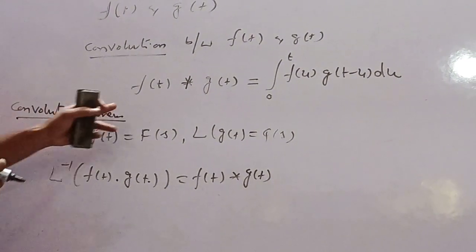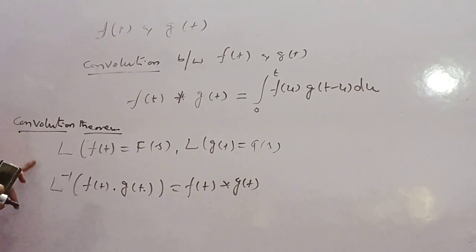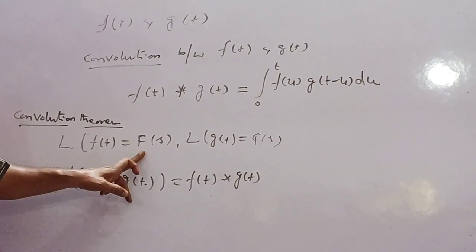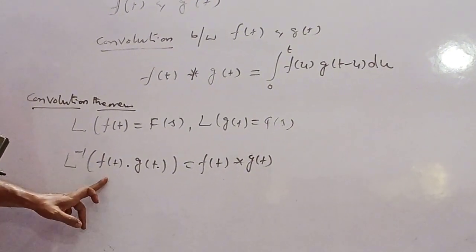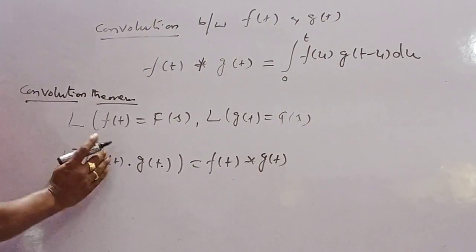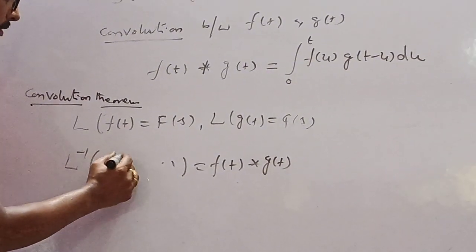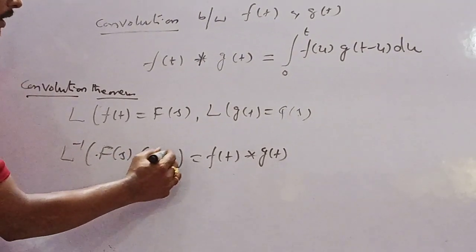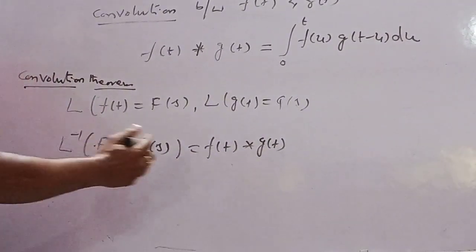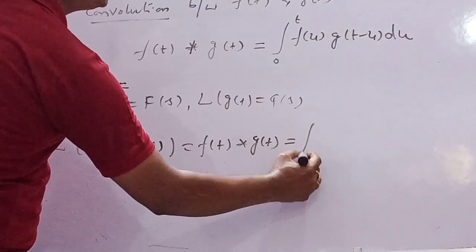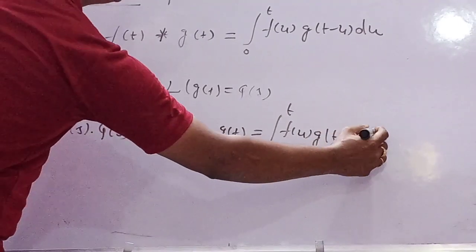Using the convolution theorem, we find inverse Laplace transformations. Now the statement is: suppose the Laplace transformation of f of t equals F of s and the Laplace transformation of g of t equals G of s, then the inverse Laplace transformation of F of s and G of s is equal to the convolution between f and g, which is the integral from 0 to t of f of u g of t minus u du.